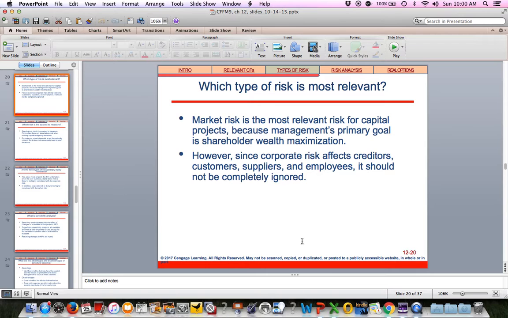Okay, but we still have to take into account the fact that a corporation does not operate in a vacuum, right? It has creditors, customers, suppliers, and employees, all counting on the corporation to be there and be a long-term presence to benefit all the parties in this second bullet point.